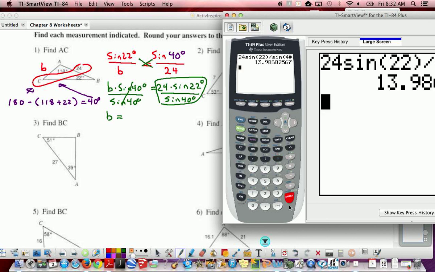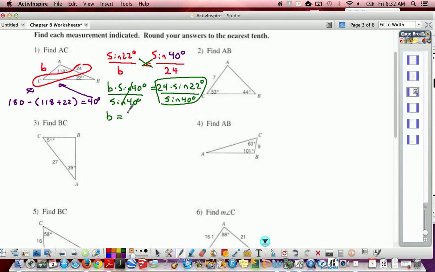Hit enter, and we get 13.98. Rounding to the nearest tenth tells me that it actually rounds to 14.0. And that's it for number one.